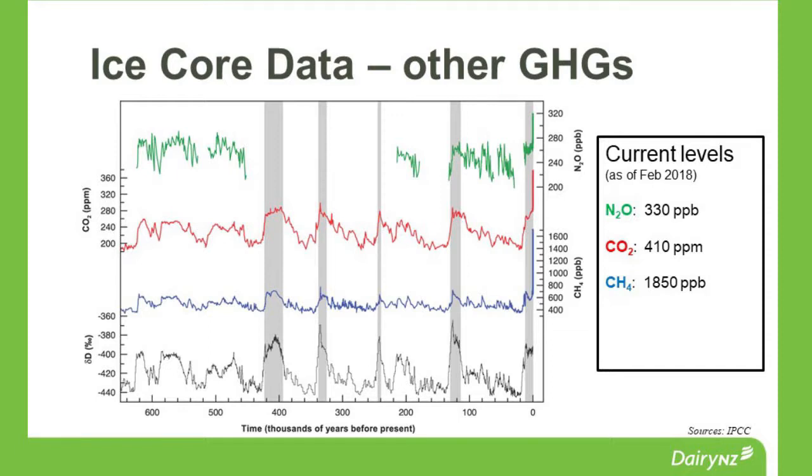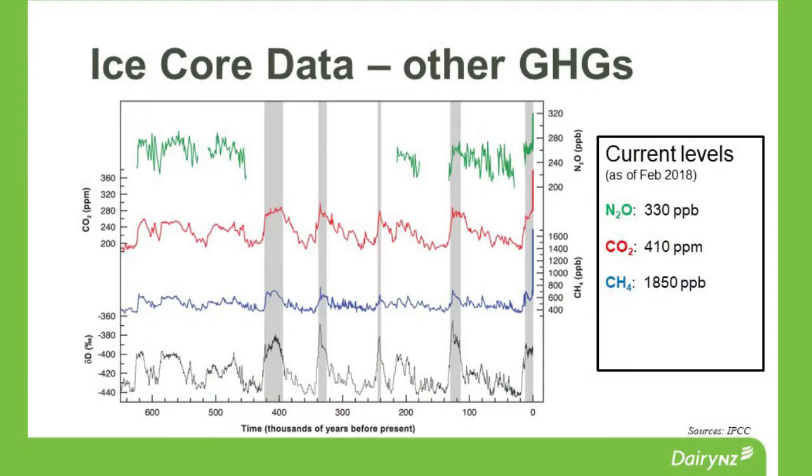Now this bottom graph here, this is a temperature profile. Similarly, by looking at the composition of the melted ice water and the isotopes that are in it, scientists can determine what the temperature of the Earth was. And you can see that this follows a very similar trend to those high levels and low levels of gases, and these areas here are areas of warming that we've observed.